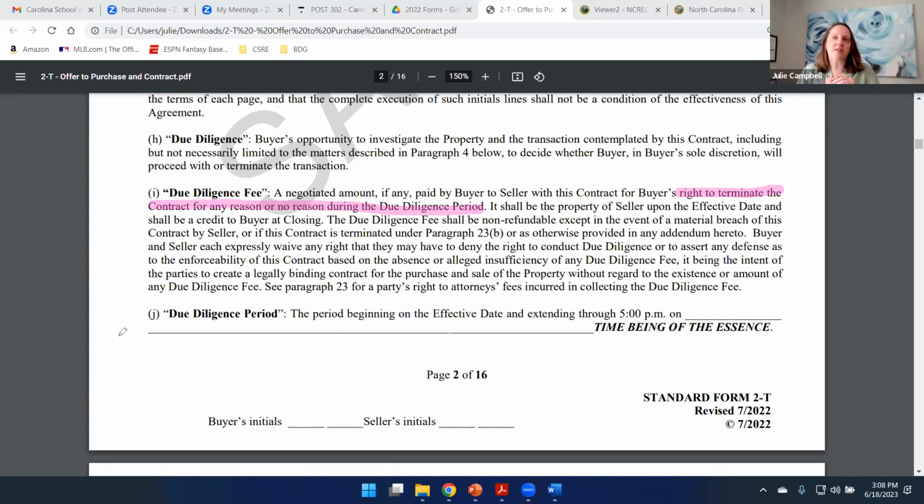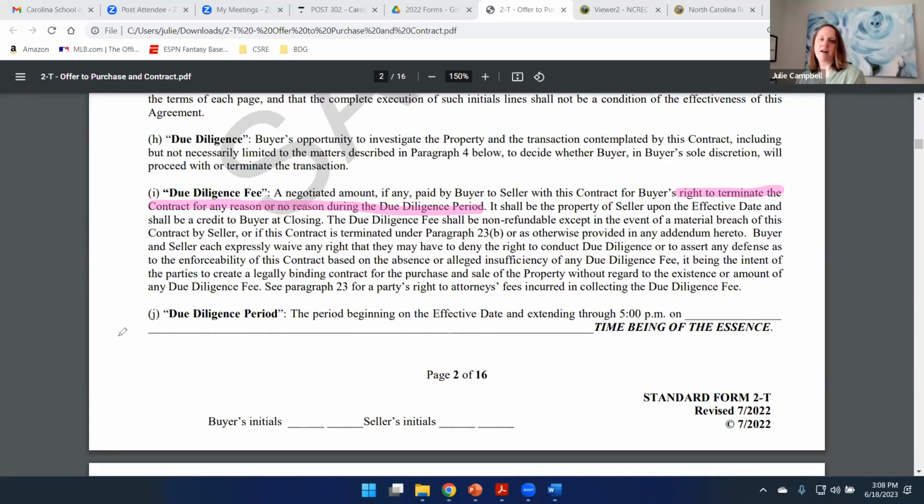There's a common misconception out there amongst buyers and sellers that the buyer's paying that due diligence fee for the seller to take their home off the market and not allow any more showings. And that's not true. The seller can still have showings. They could still leave it open for showings. They could accept a backup offer if they wanted to. That's one of the forms that we'll look at.